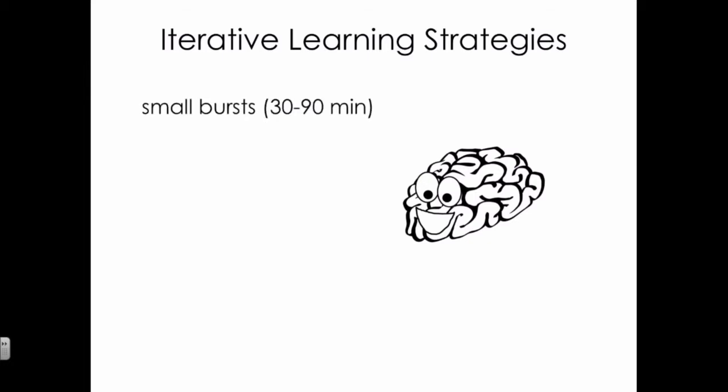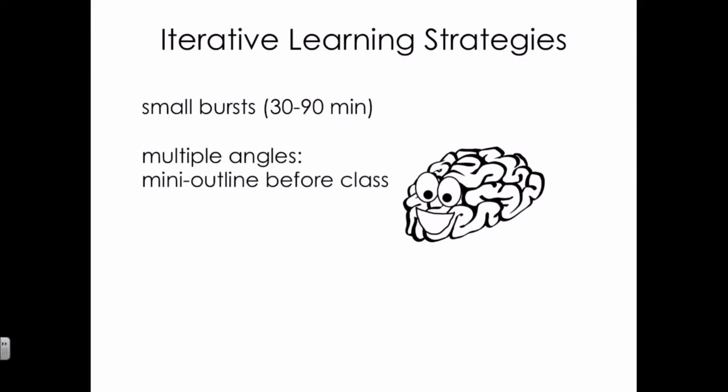Small bursts. So as you saw in that previous model, really nothing was more than 90 minutes. The idea being that if you can keep things small, your brain is probably going to be a little bit more attentive. You'll be able to really pay attention and focus on the things that you're learning, and you don't have to dread those marathon sessions of getting things completed.